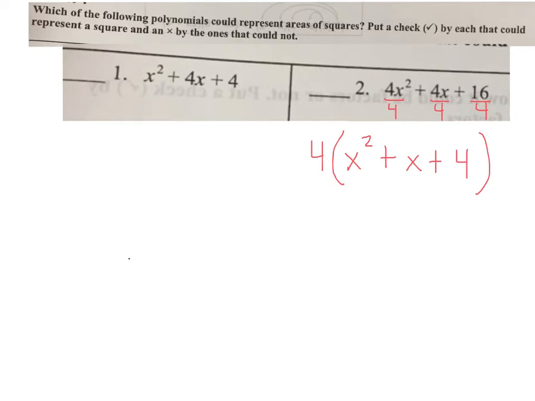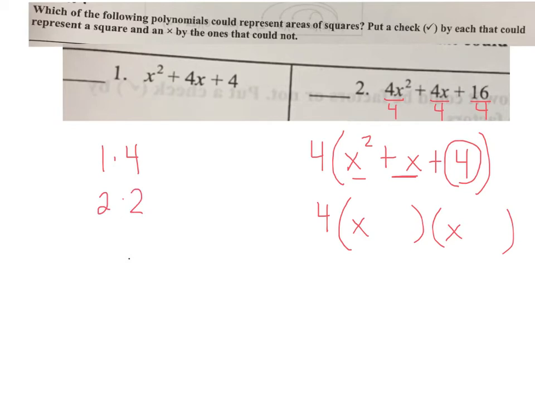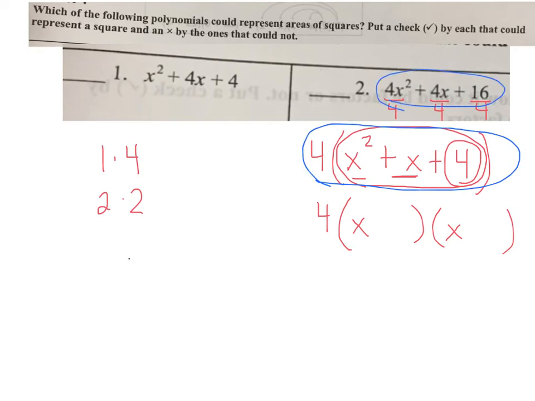So now I'm trying to factor this. I've got 4 times, and then I'm going to write 2 binomials. x times x gives me this x squared, right? What are your factors of 4 that also add up to be 1? Well, 4 is 1 times 4 and 2 times 2, and neither of those can I add or subtract to get 1, right? So what's inside this parentheses is not factorable. So what I'm circling in blue, this whole thing, is the original problem completely factored.